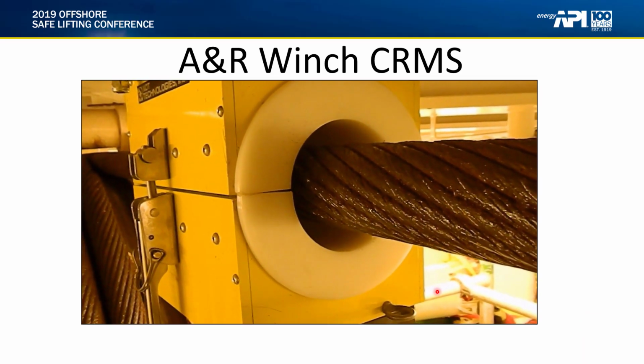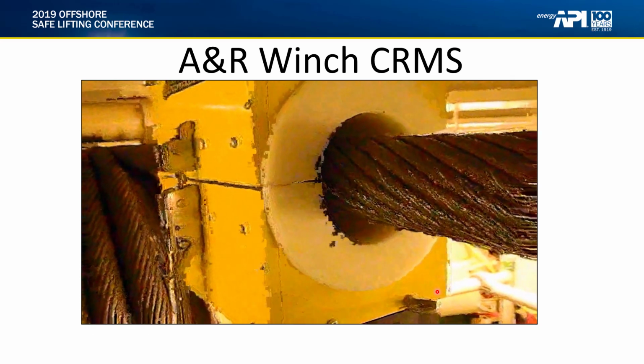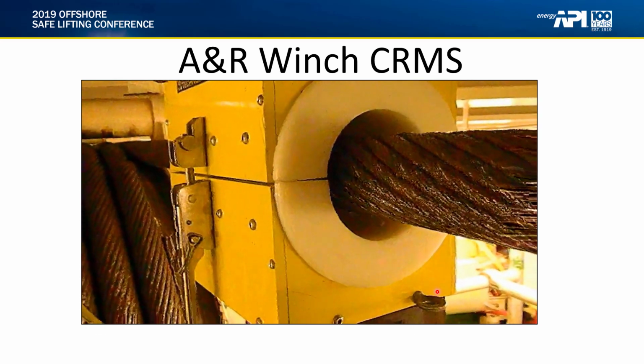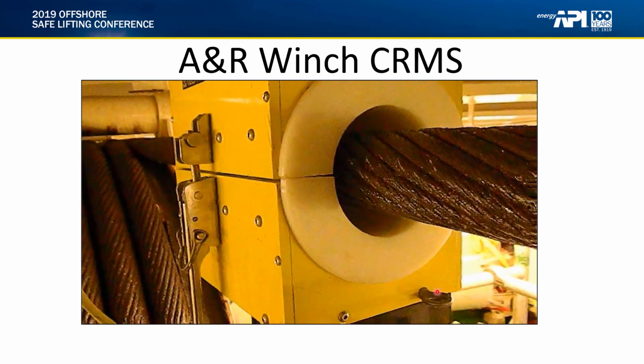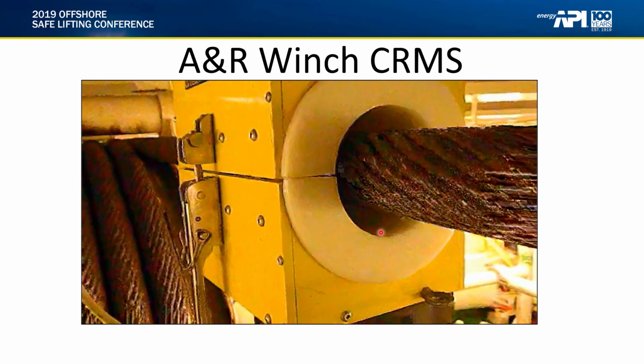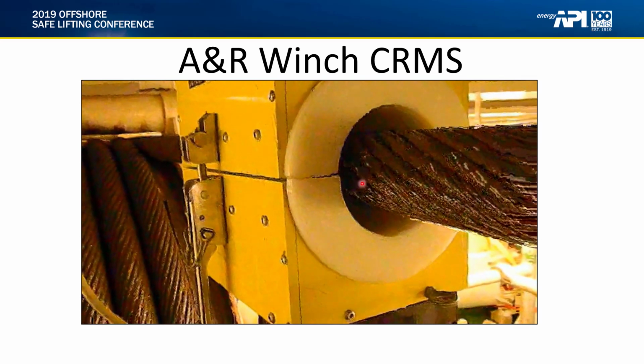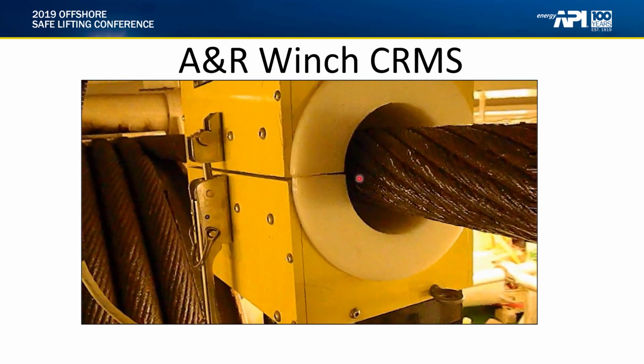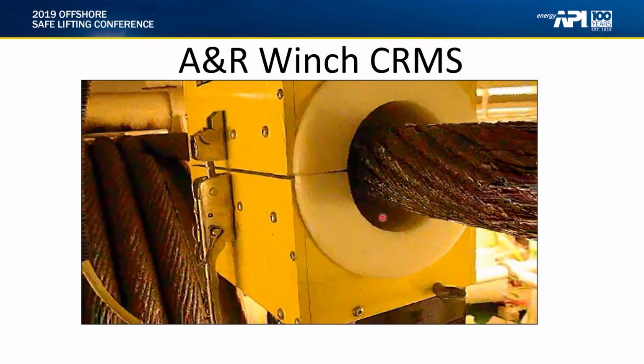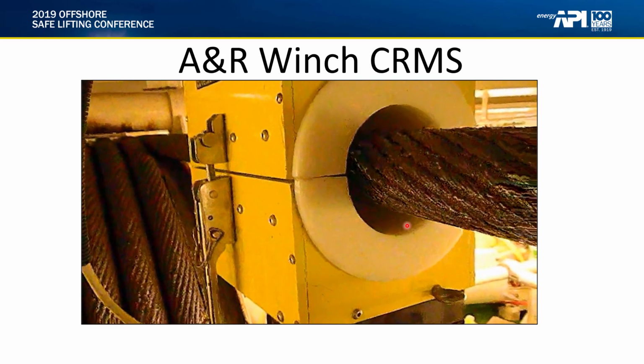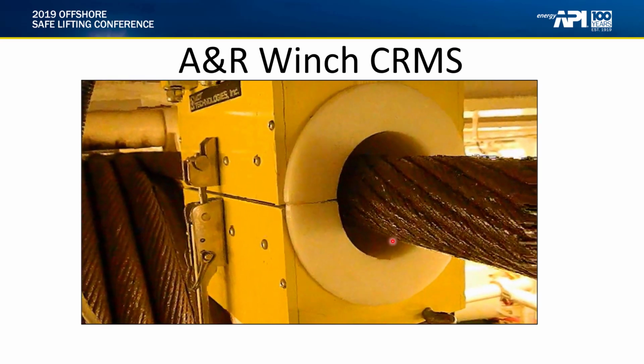Here is an actual view of the CRMS system in operation for an A&R winch. For continuous rope monitoring, the large air gap avoids damage to the rope and/or sensor head. The air gap is also required because the rope is usually covered with lubricant.